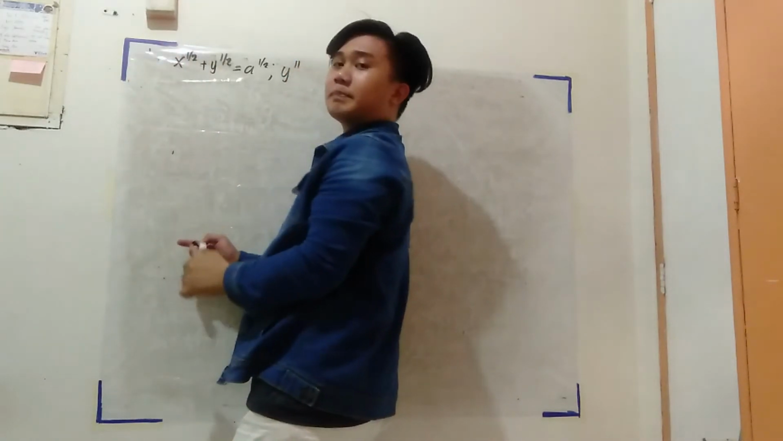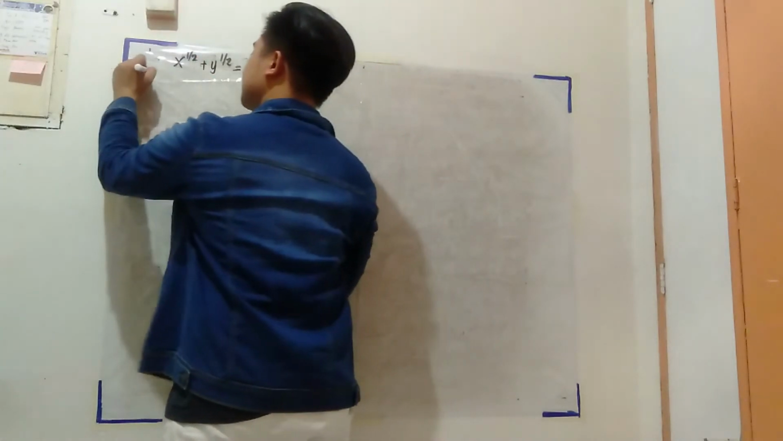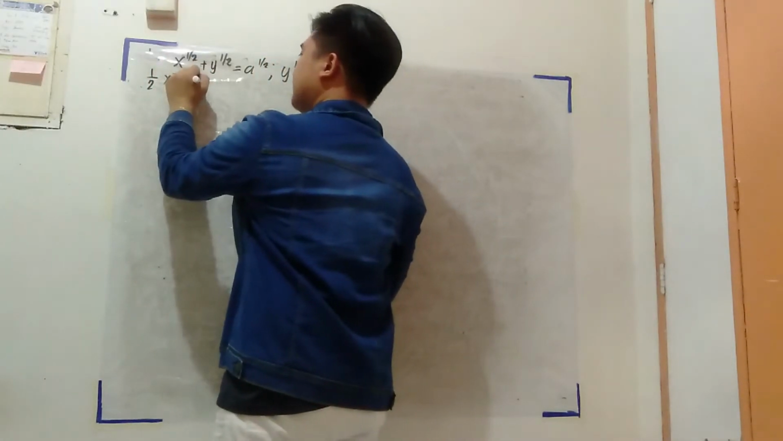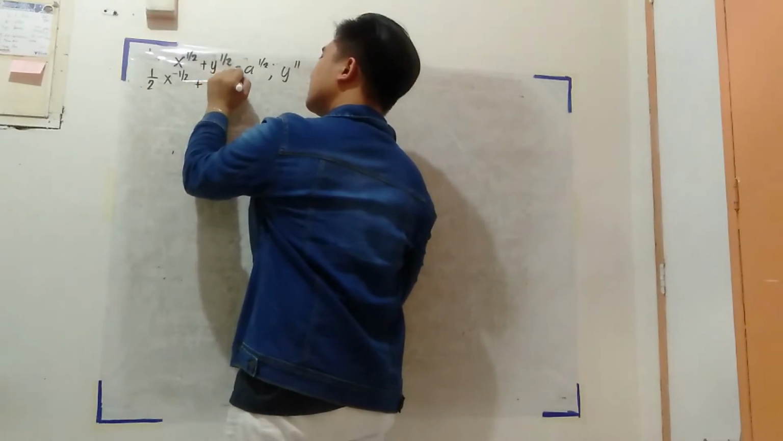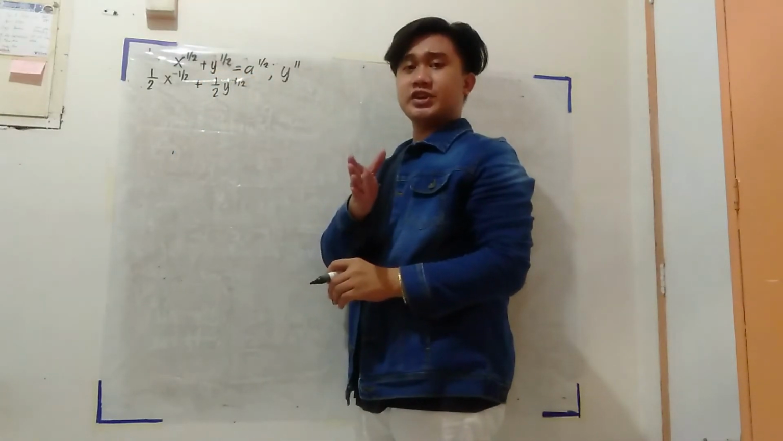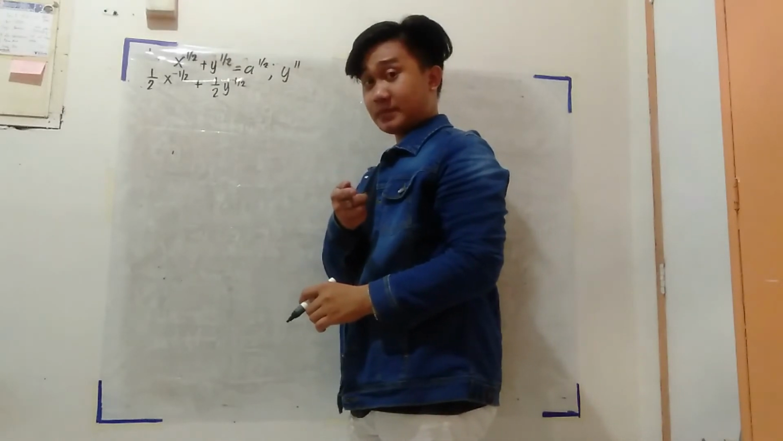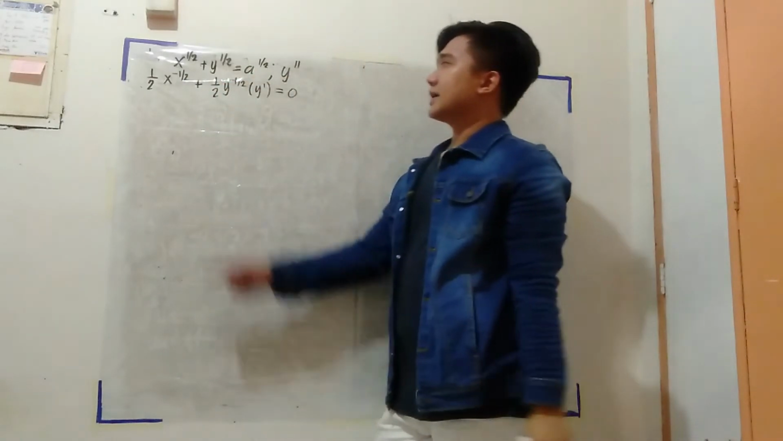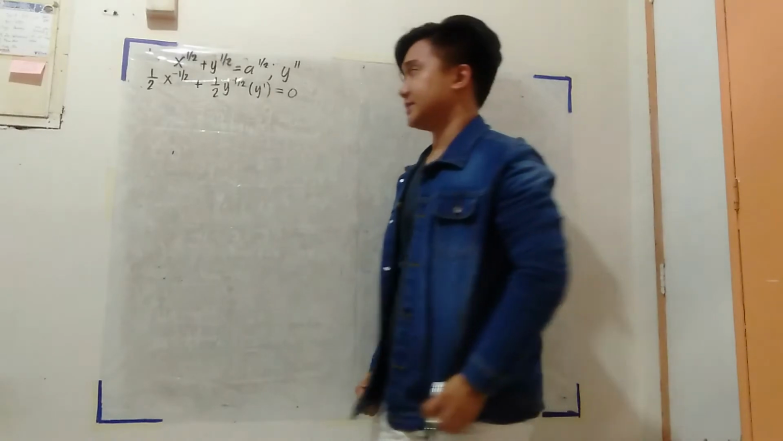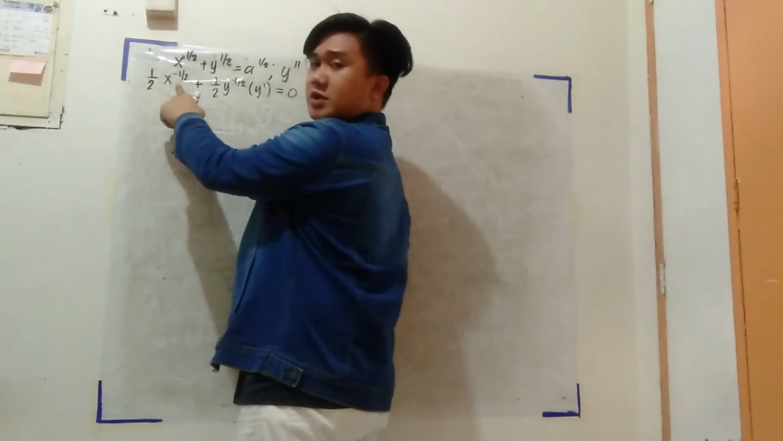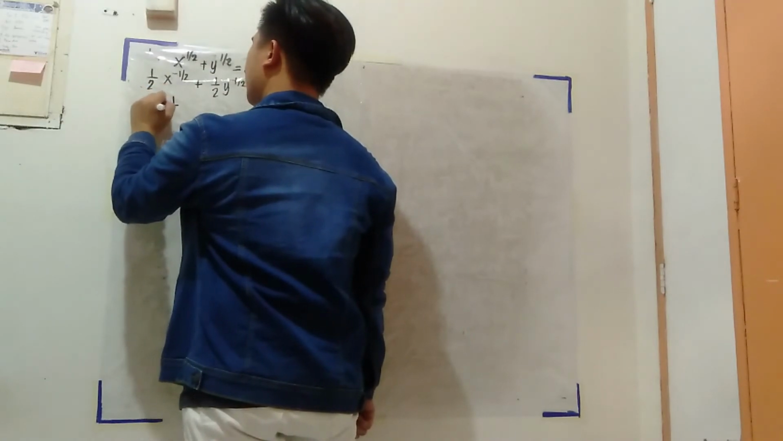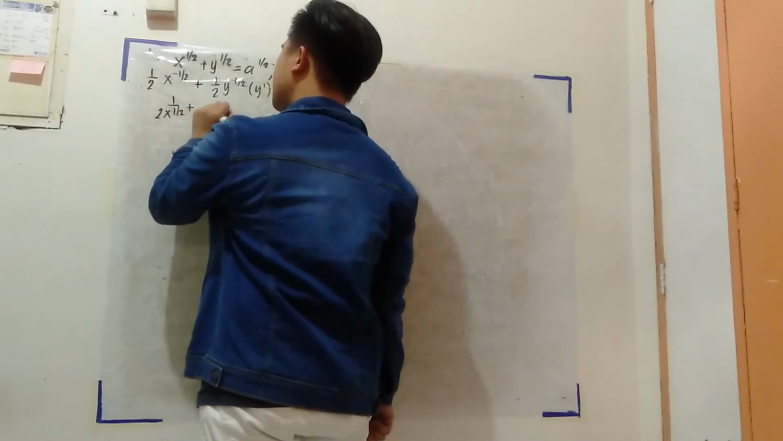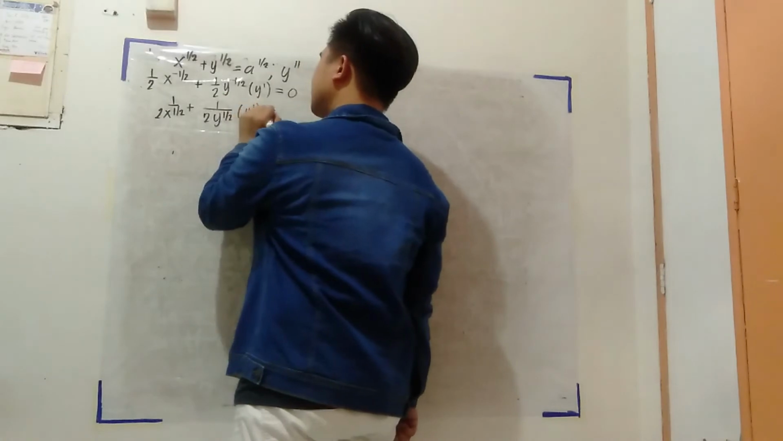So if I differentiate this using the power rule, the exponent goes down, so that's 1/2 x raised to negative 1/2, because 1/2 minus 1, plus 1/2 y raised to negative 1/2. But since you are differentiating y, put a y prime, equal to 0, because here a is just a constant. So, to make the exponent positive, I bring it down. That will become 1 over 2 x raised to 1 half plus 1 over 2 y raised to 1 half times y prime equal to 0.